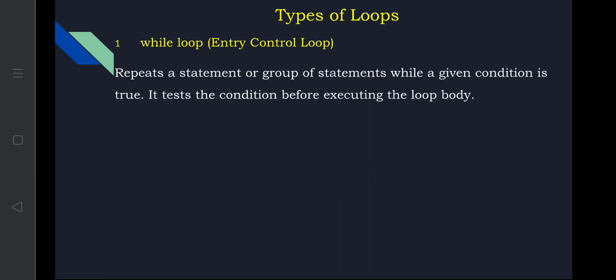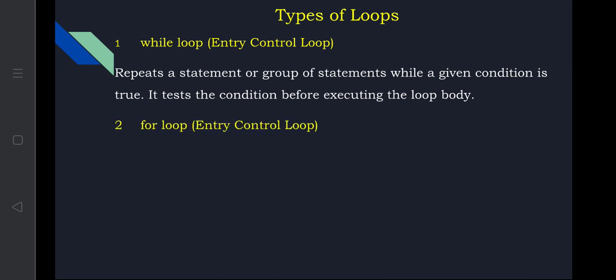And let us see the types of loops in C. So what are the loops available in C? While loop. While loop is called an entry control loop. Why? Because the condition is checked before the process is started. It repeats a statement or group of statements while a given condition is true. It tests the condition before executing the loop body.